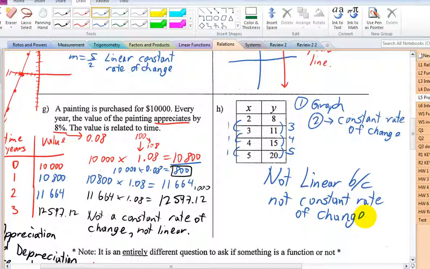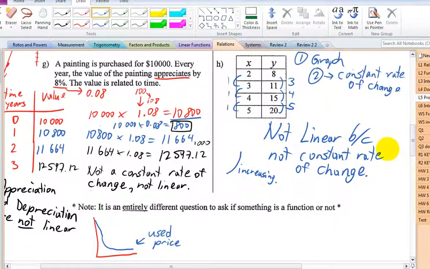Now when you're graphing that, you should see a graph that represents that. Okay, this graph would be increasing. Okay. Any questions? What does it say at the bottom of the page, starred? Well, it's an entirely different question to ask if something is a function. All we are answering right now is if it's linear.